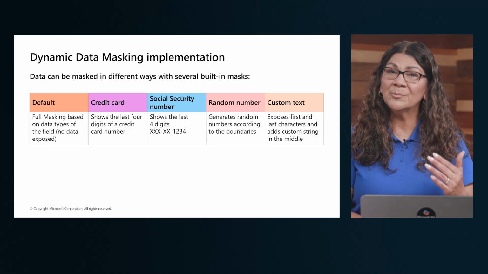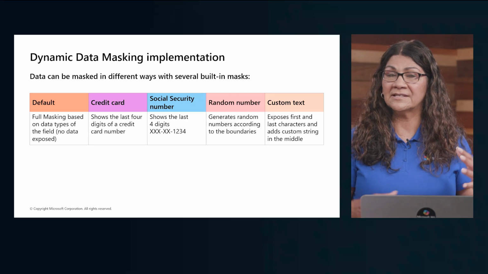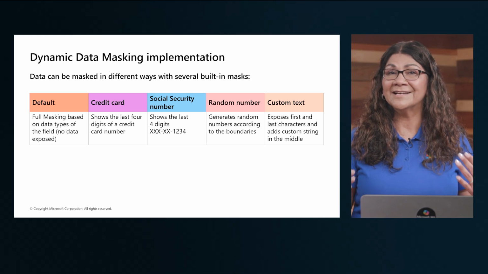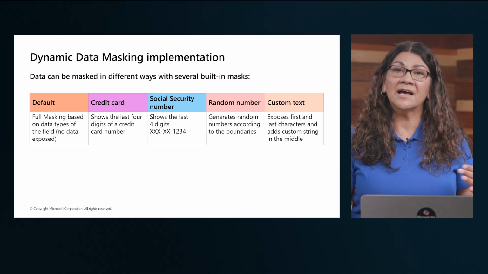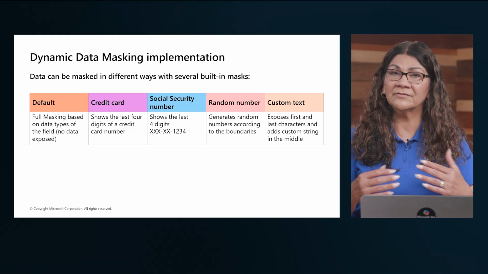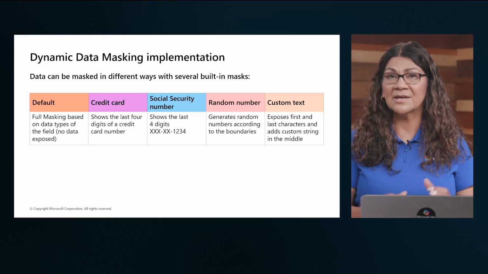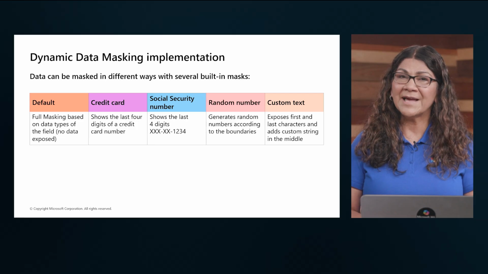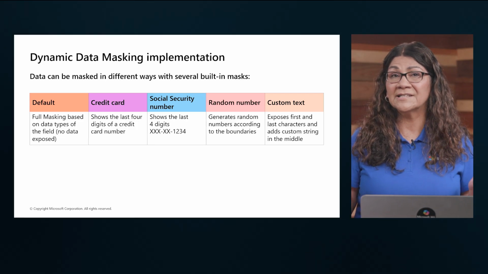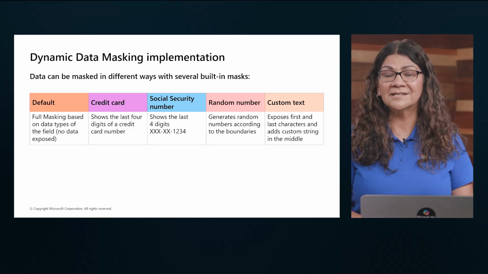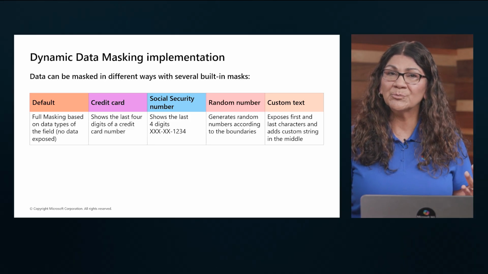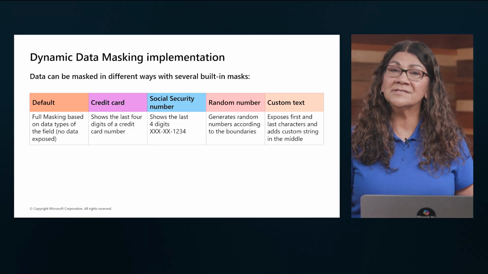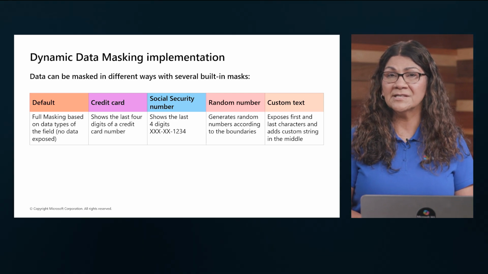And the random number mask generates values within a defined range to obscure numeric data while maintaining the format, and the custom string mask, which allows us to see the first and last character of a string with a placeholder text in between. This is useful for partially revealing names or IDs. These masking options allow organizations to tailor data protection based on context and sensitivity. It supports compliance with privacy regulations, and it enables safe access for developers, analysts, and support teams without exposing them to real data.